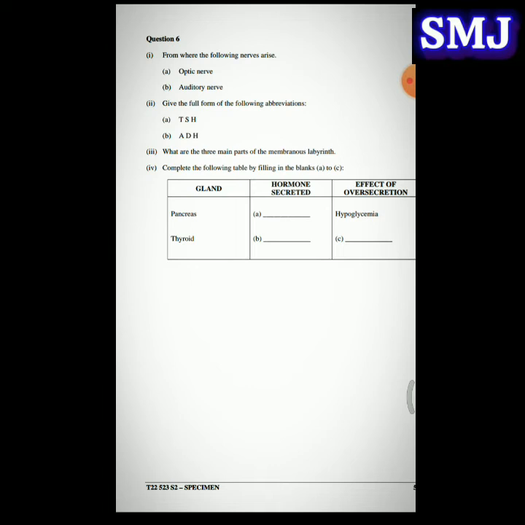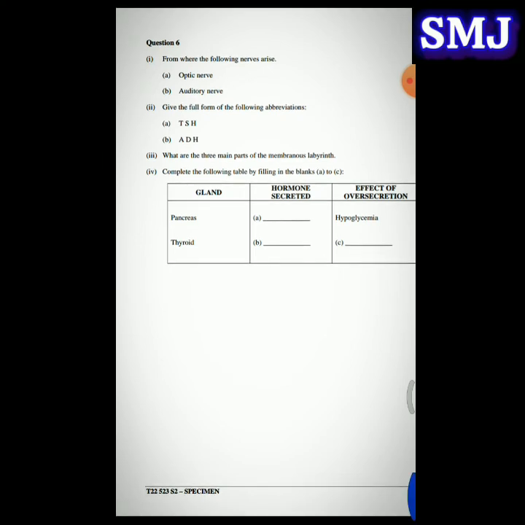of the cochlea. Next, give the full form of the following abbreviations. First, TSH and ADH. The full form of TSH is thyroid stimulating hormone and the full form of ADH is antidiuretic hormone.